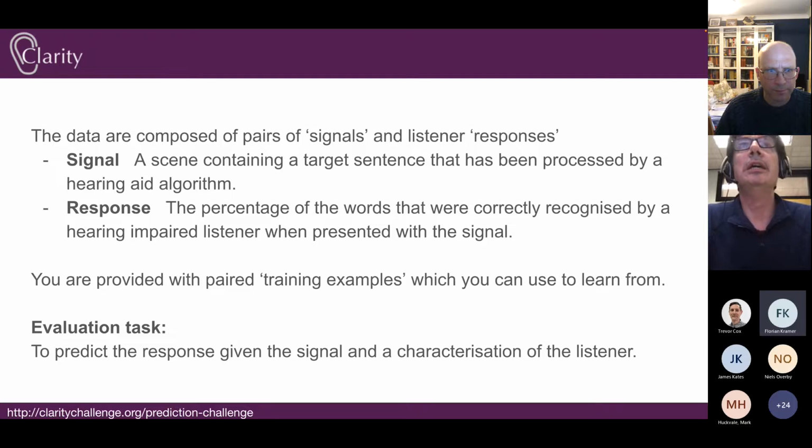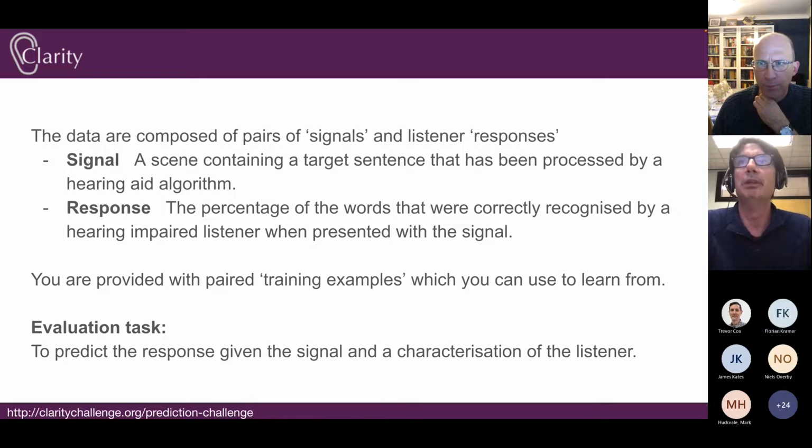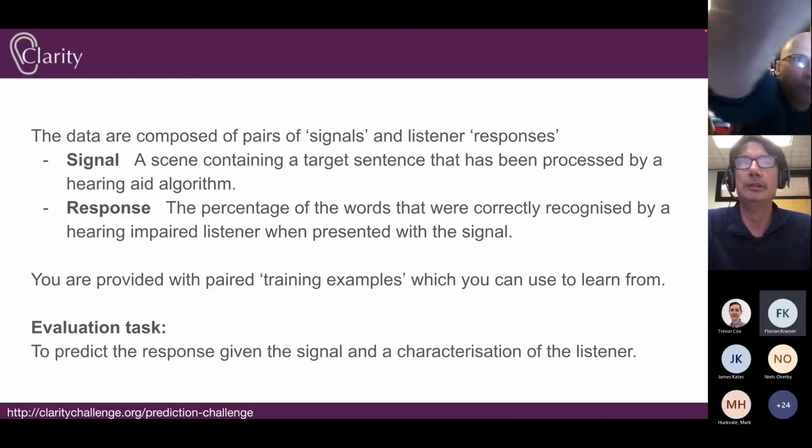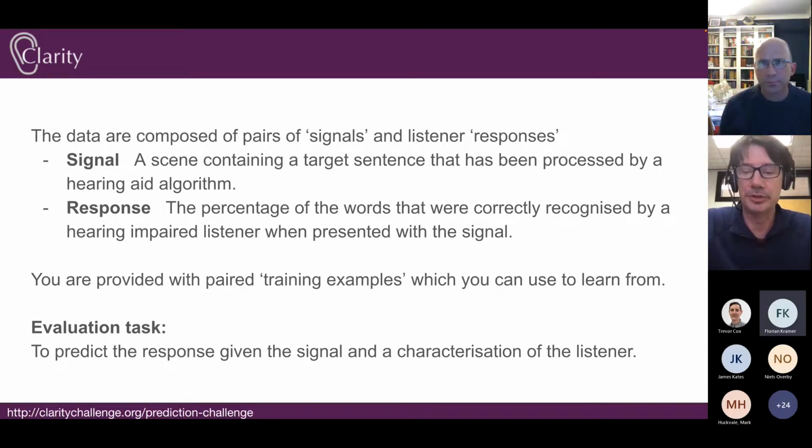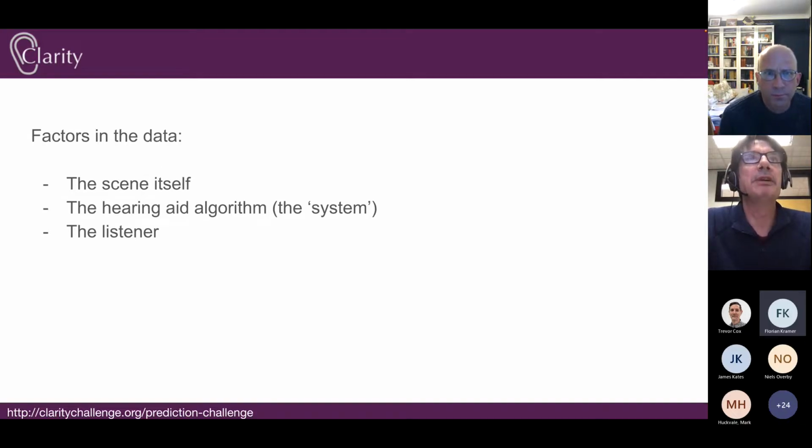In the bit that follows, I just want to define some terms. The data we're going to give you are composed of pairs of signals and listener responses. When I say a signal, I mean a scene containing a target sentence that's been processed by a hearing aid algorithm. And the response is the percentage of words that were correctly recognized by a hearing impaired listener when they were presented with that signal. You're going to be provided with paired training examples that you can learn from. And then in the evaluation stage, you're going to be given a bunch of signals and listener characterizations and asked to predict the responses.